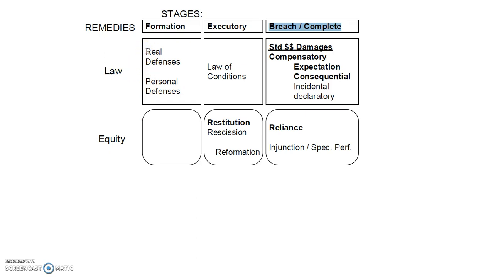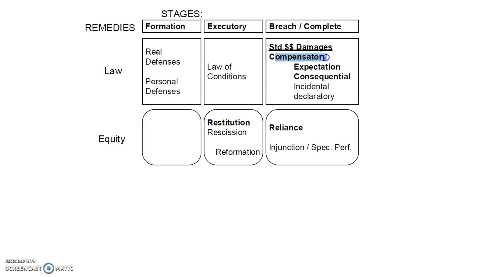Legal remedies at the formation stage would involve either real defenses or personal defenses to the formation of the contract. Once the contract is executory or in effect, then the law of conditions, or a careful examination of the conditions supplied in the contract, are going to be looked at for legal remedies. Once there is breach of contract, then the standard money damages are looked at.